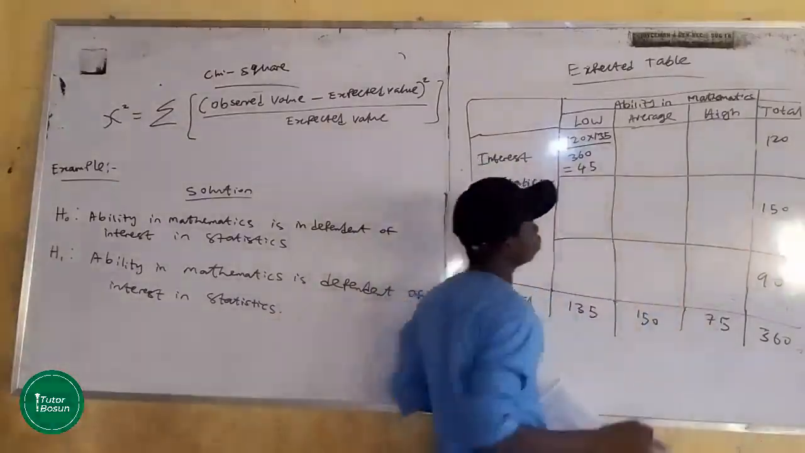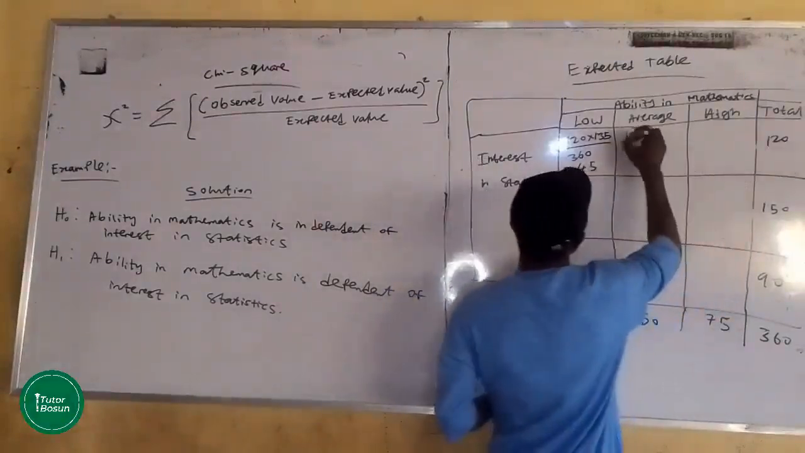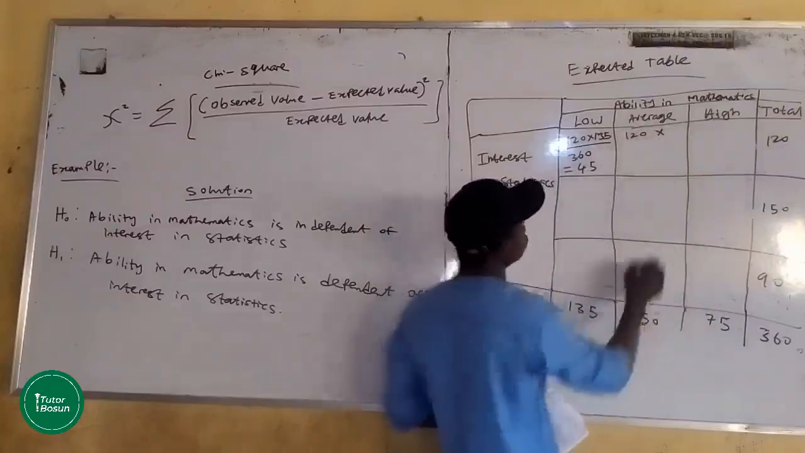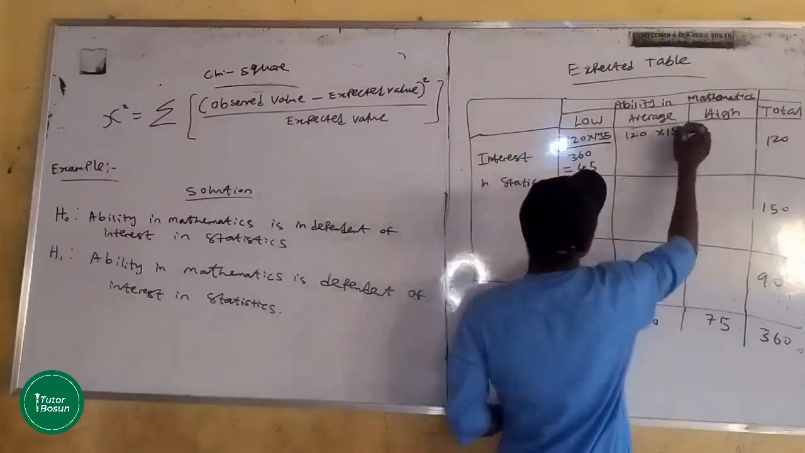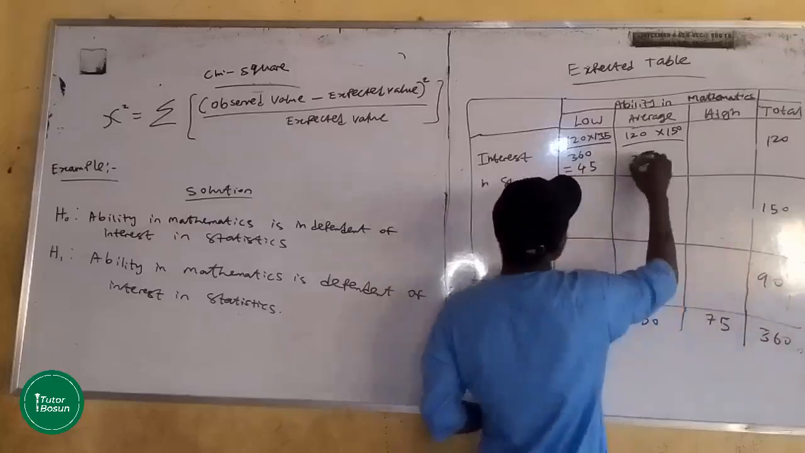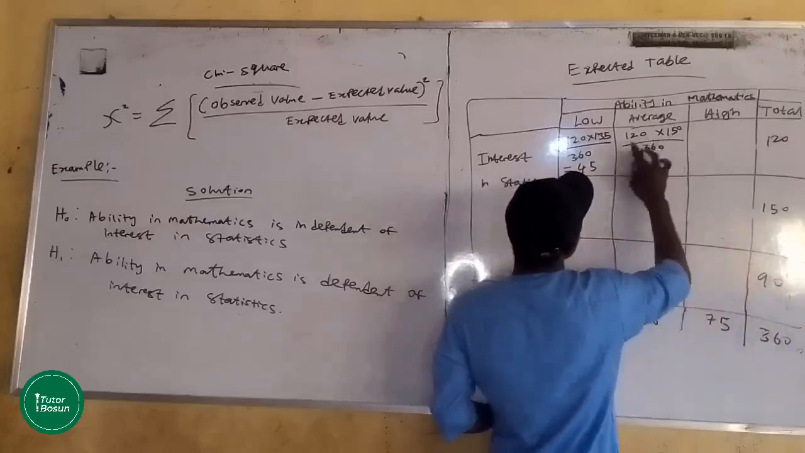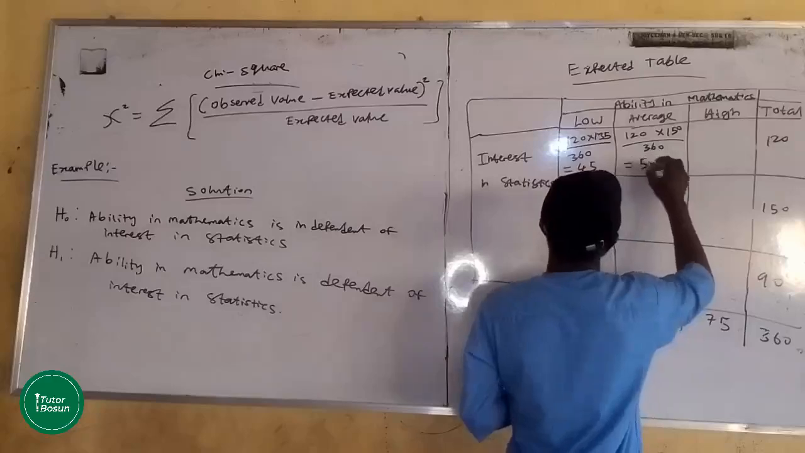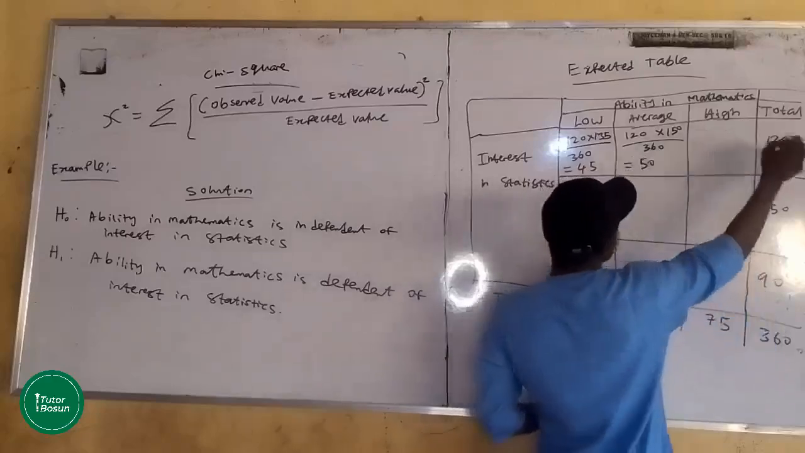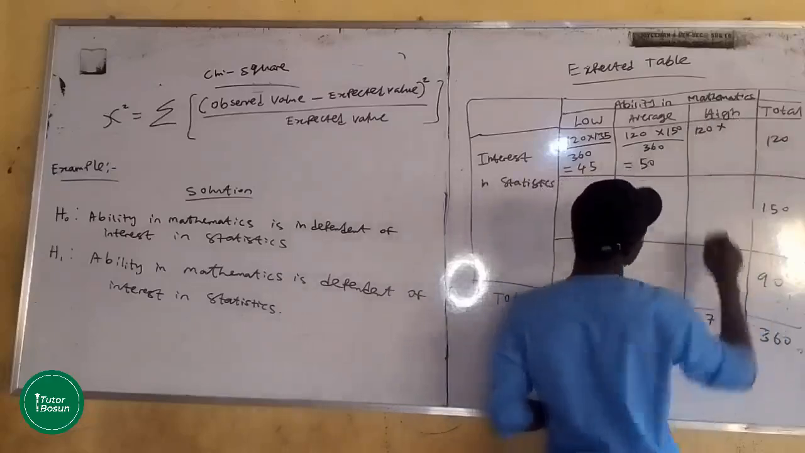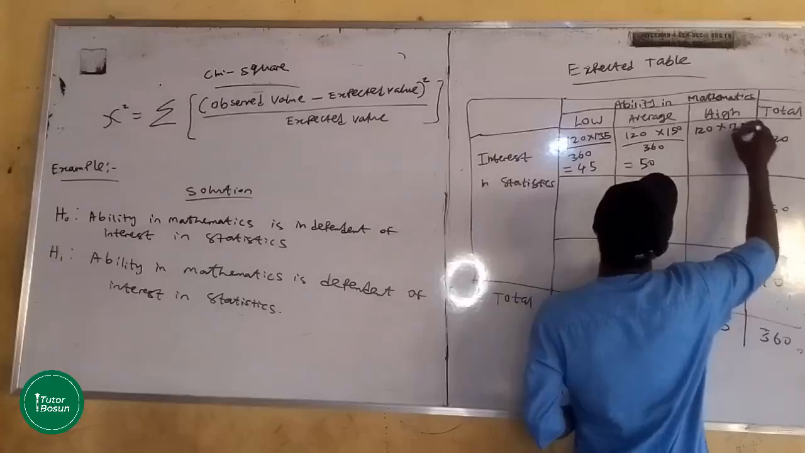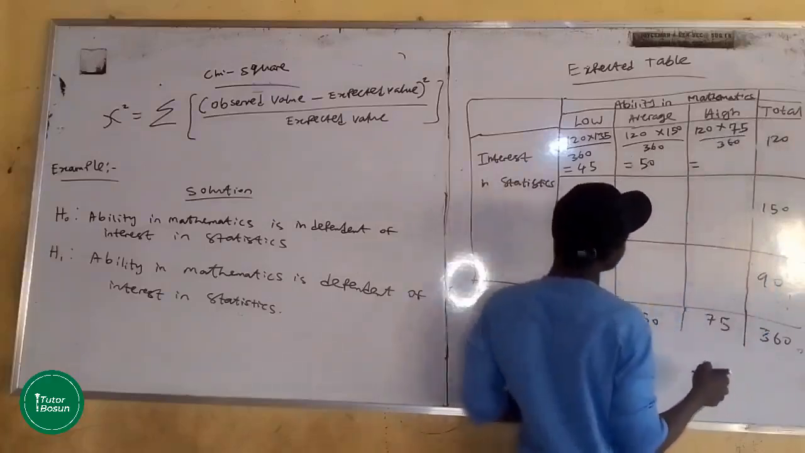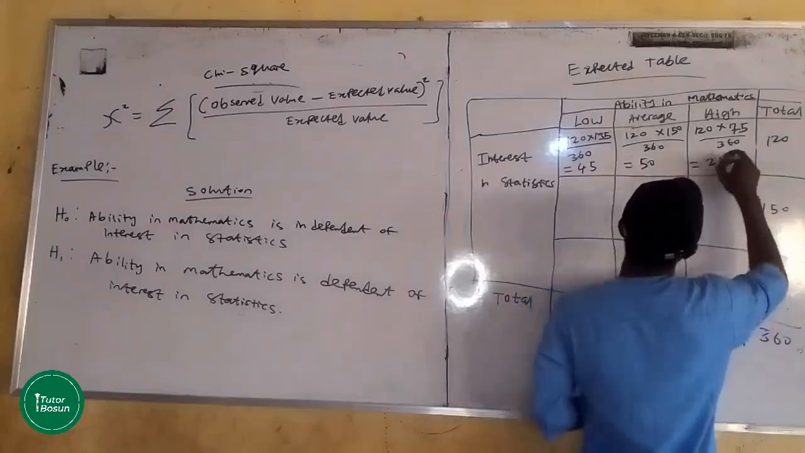You move to the next box. So here we have 120 times 150. Here the vertical total is 150, divided by the overall total, which is 360. If you do this very well, you should be having 50. Similarly here, you have 120 times 75 divided by 360, the overall total. And that will give you 25.